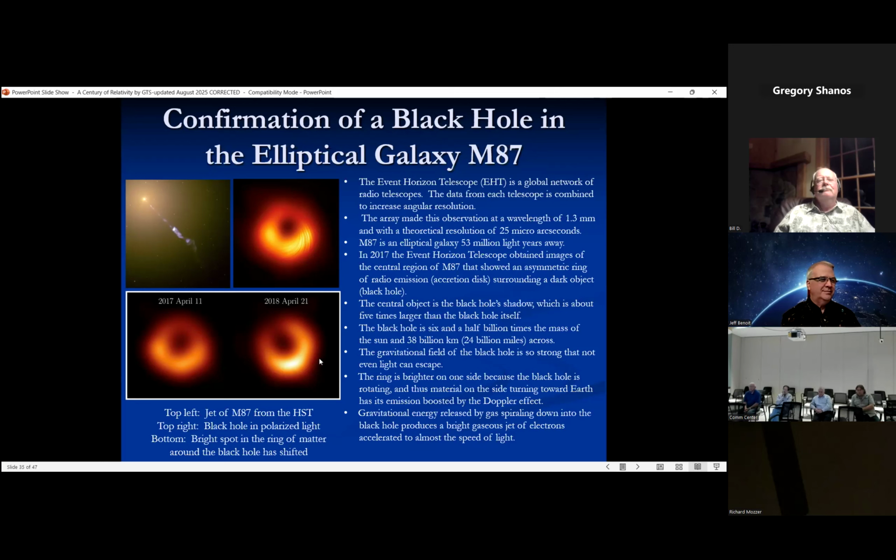And then you can see movement. And I just checked space weather today, and they saw even more movement in M87. So check that out for the latest on that.